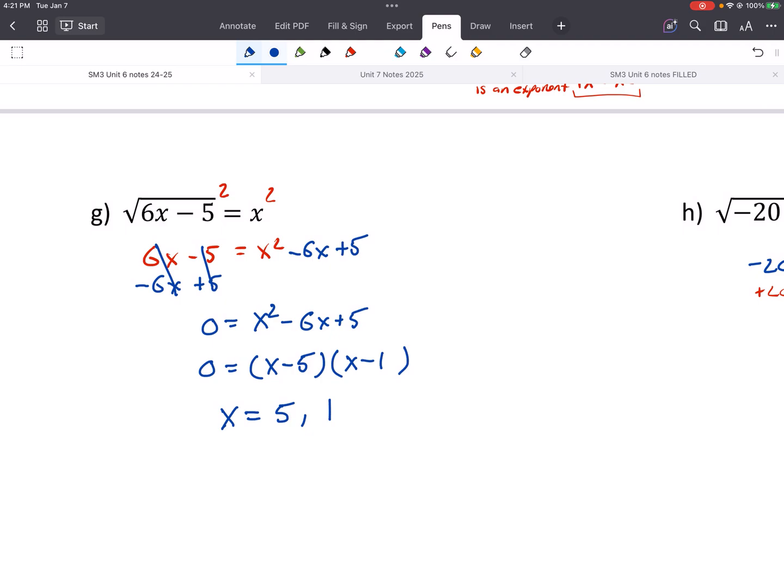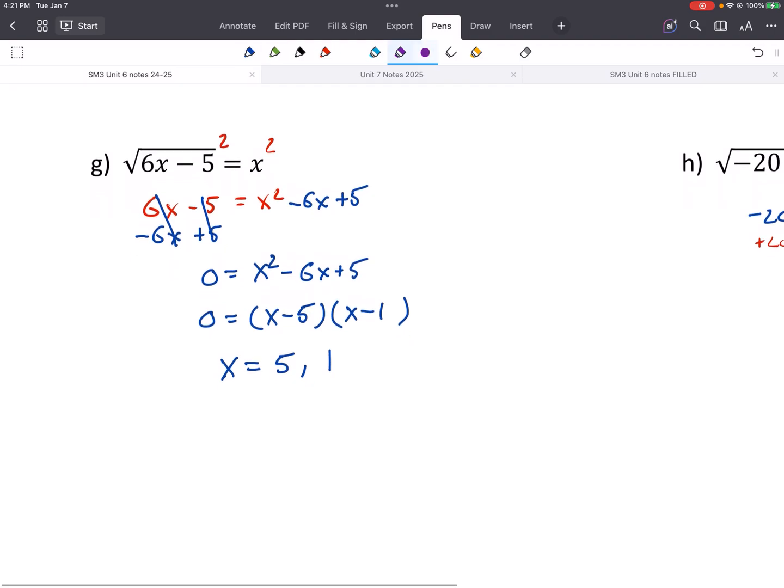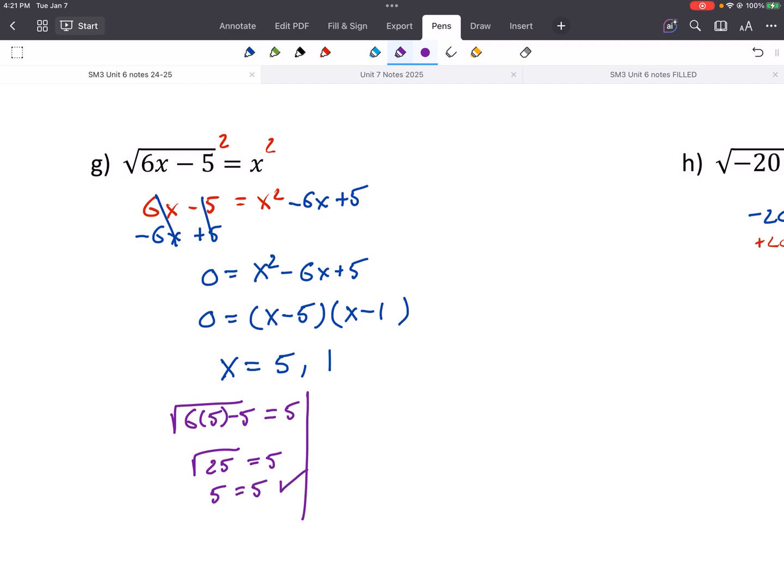And then we're just going to check by plugging that in. So square root of 6 times 5 minus 5 is equal to 5. And we just want to check and make sure that's true. So this will be the square root of 25. So check. That works. So that is one of our solutions.